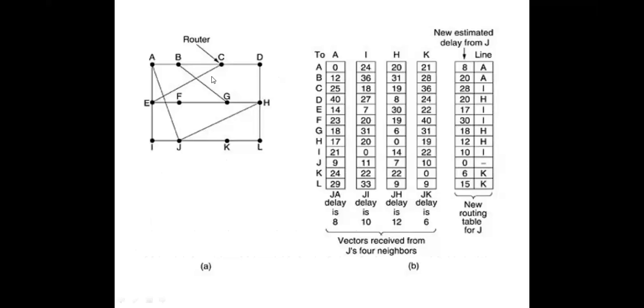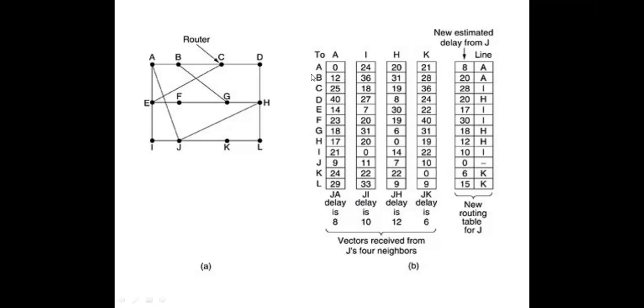So this is the network. You will get this particular network in the examination paper, as well as this information, four tables. This is the routing table of A, this is the routing table of I, this is the routing table of H, and this is the routing table of K. Okay. So these four tables and this network you will get in the examination. Based upon these two pieces of information, you need to draw the routing table.